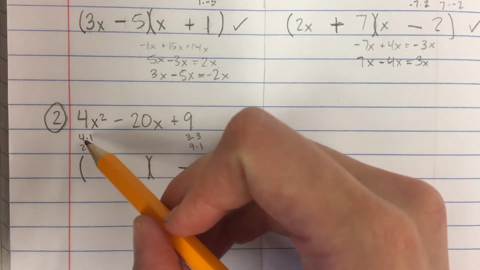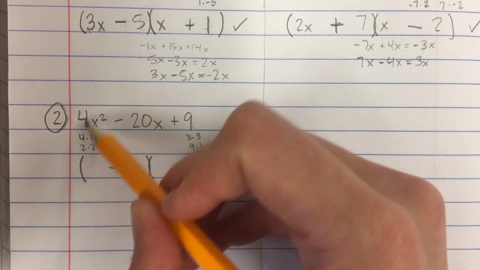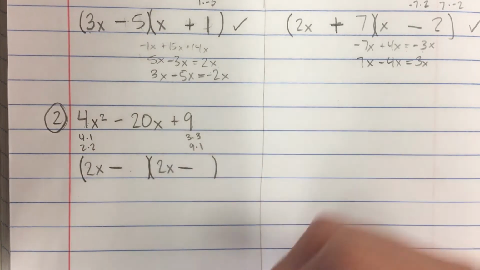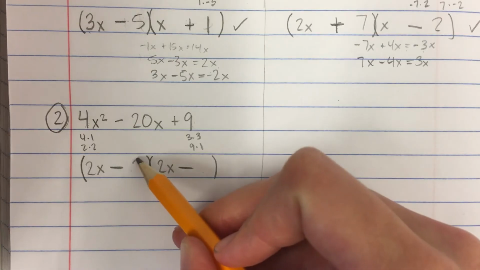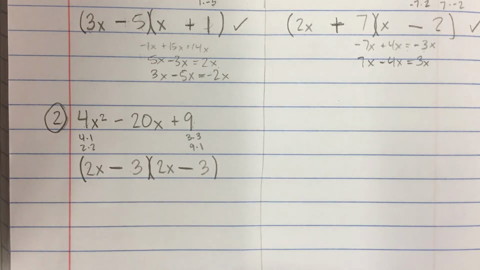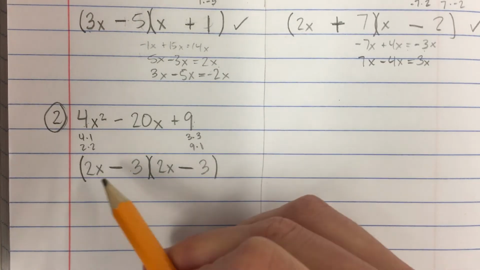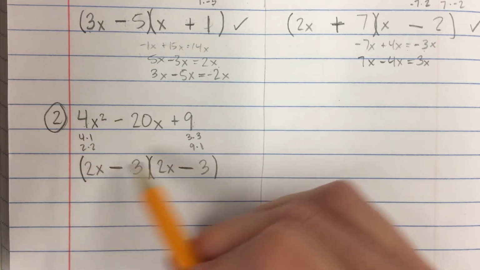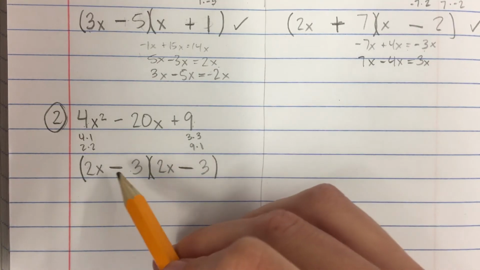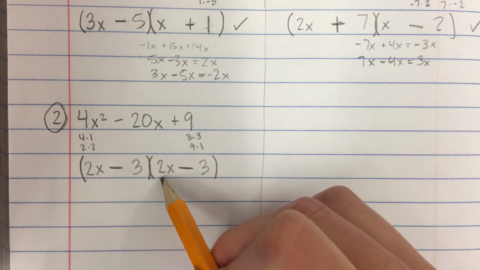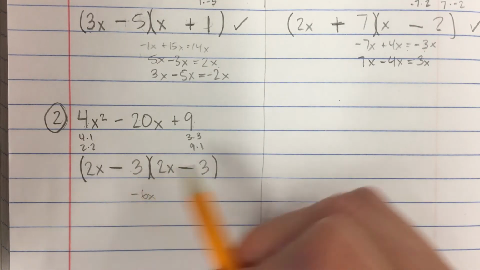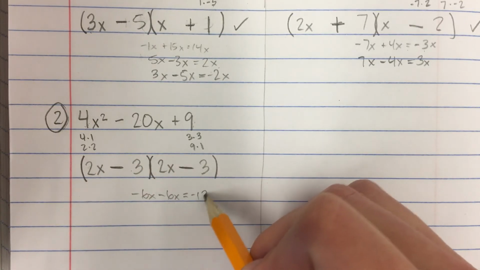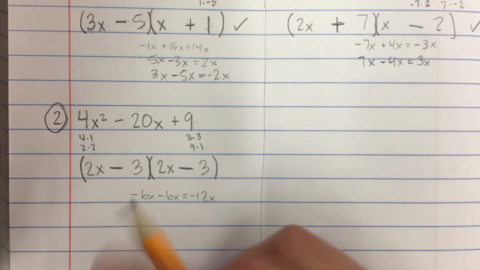Let's start with 2x and 2x. Okay, and let's just go ahead and throw 3 and 3 in there, right? And we'll see what we end up with. So this is, we have the 4x squared, right? And then we can see the 9. So let's see, how about the x? Negative 3 times 2x is negative 6x, and negative 3 times 2x again, right? This is negative 6x. That's negative 12x. So that doesn't work.